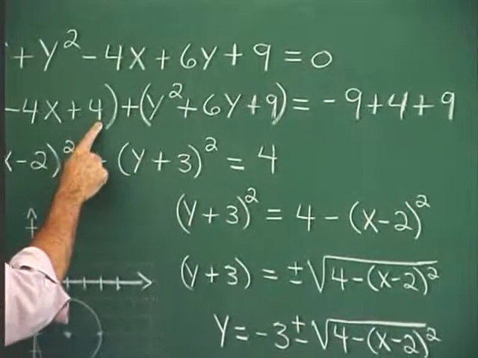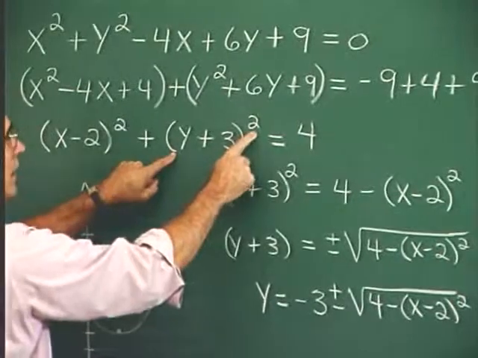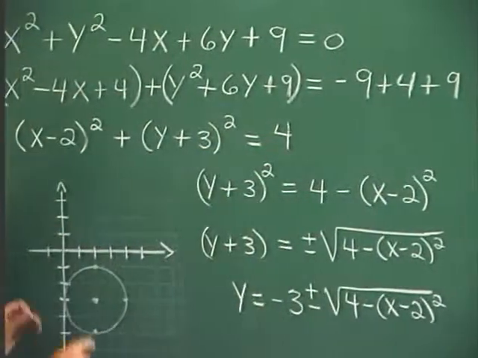Factoring this trinomial, I get x minus 2 squared. Factoring here, I get y plus 3 squared. And on the right, the 9's take each other out, and we have 4. And now I'm pretty much ready to go.